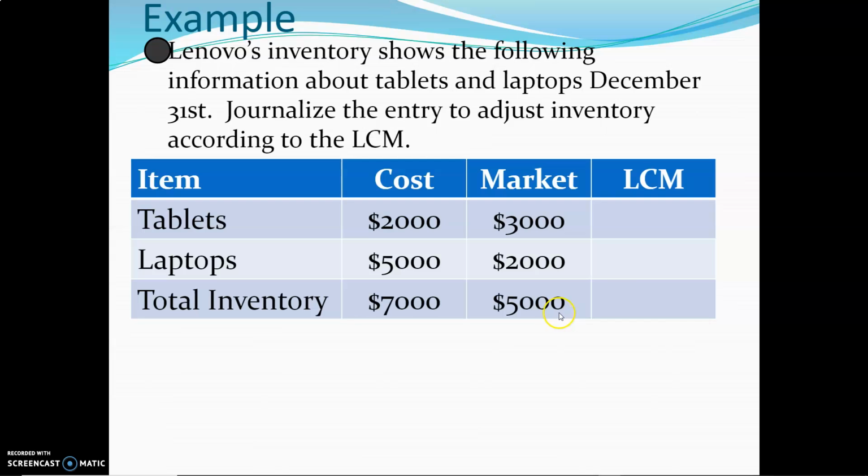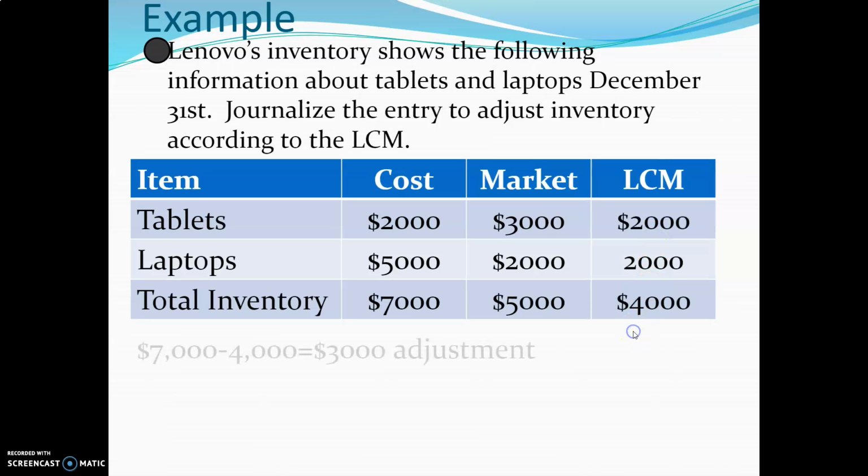All right, now that you've had a chance, let's take a look at this. The LCM, the lower of cost and market for these tablets will be the lowest of these two numbers, which is 2,000. And what's the lowest cost of these laptops? Well, market value says 2,000. So our total inventory is not 7,000 or 5,000. It's in fact 4,000. 2,000 plus 2,000 gives us 4,000. And so that means that we need to have an adjustment of, well, our current value on books is 7,000, so we need to adjust it down $3,000.